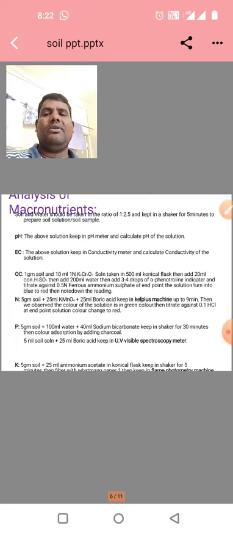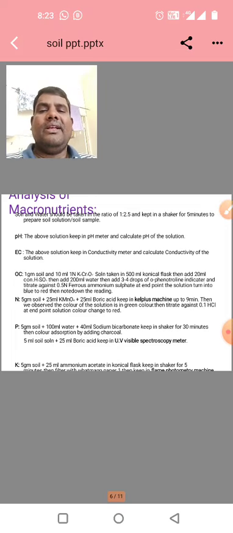The readings are noted down and the OC of the solution is calculated. Then nitrogen. For nitrogen you have to take 5 grams of soil and add 25 ml potassium permanganate and 25 ml boric acid, then keep the solution in the distillation machine for up to 9 minutes. Then we observe the color of the solution is green, then titrate against 0.1 HCl. At the end point the solution color changes to red. Then substitute the readings in the equation and calculate the nitrogen percentage in that soil.